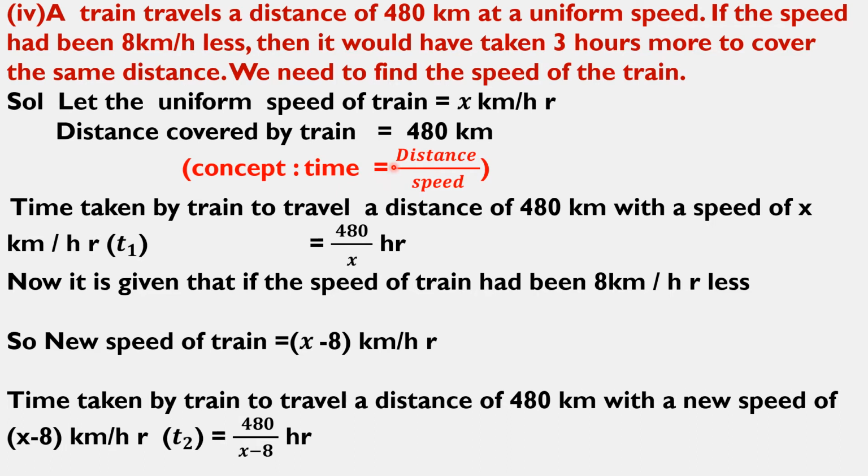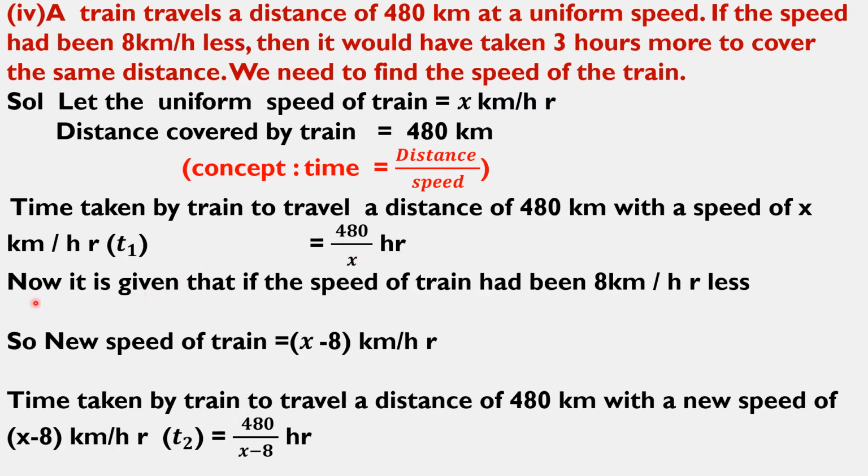So here time is equal to distance upon speed. So here we use that concept. So the time taken by the train to travel a distance of 480 km with a speed of x km per hour, we denote it by t1, is equal to 480 upon x hours.